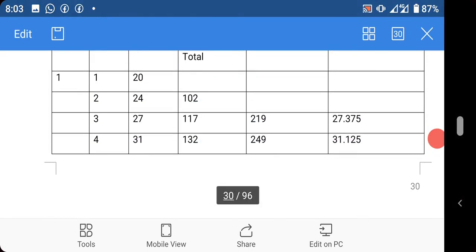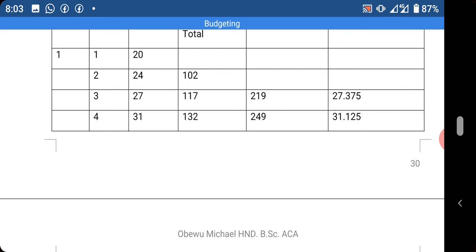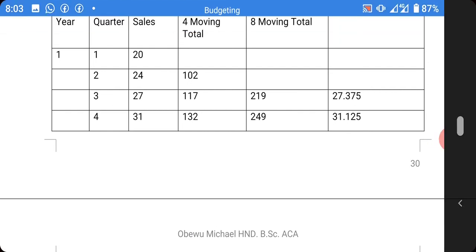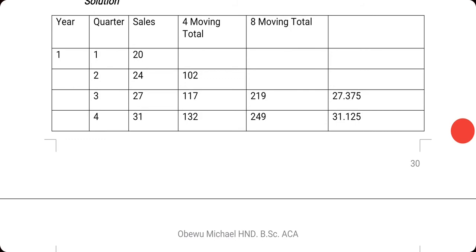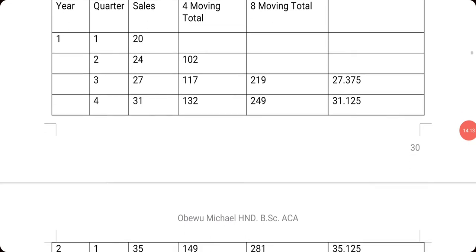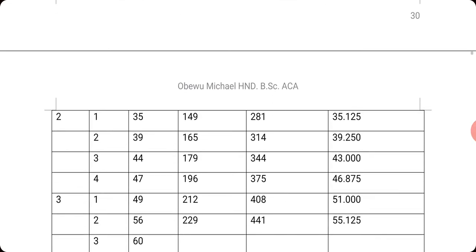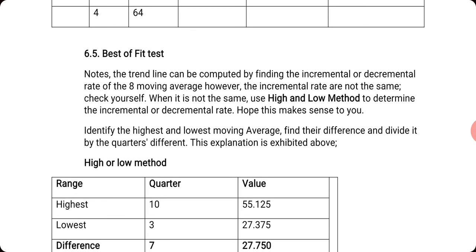Now you can observe that this number is increasing by a particular number. How do you get a particular number? You say 31.125 minus 27.375. You will see all of them are increasing by a particular number. So let's go and prove that.